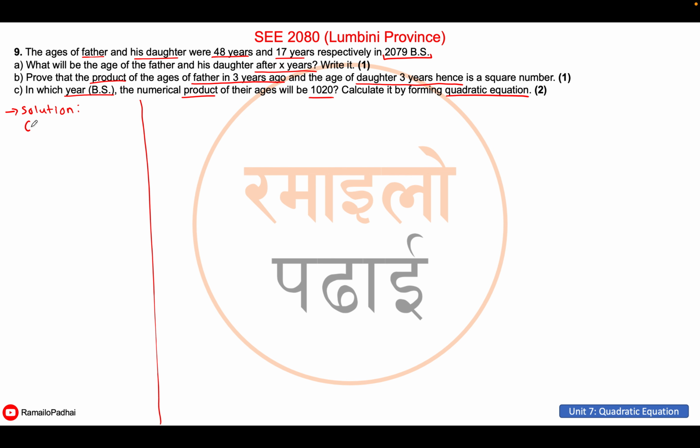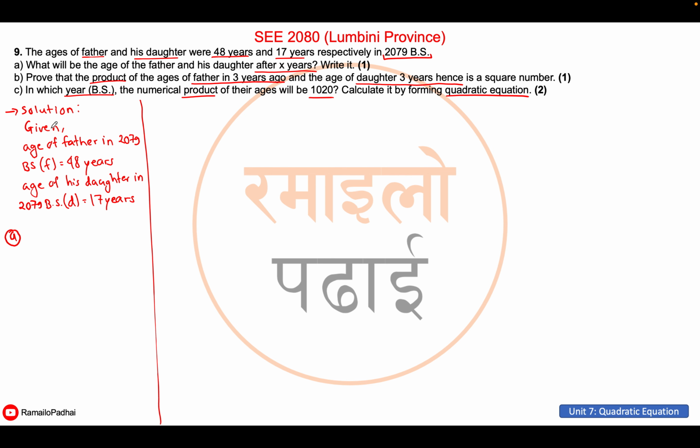We will write what is given to us. Given, age of father in 2079 BS, that is F equals 48 years, and age of his daughter in 2079 BS, that is D equals 17 years. Okay, now we will move on to question number A.